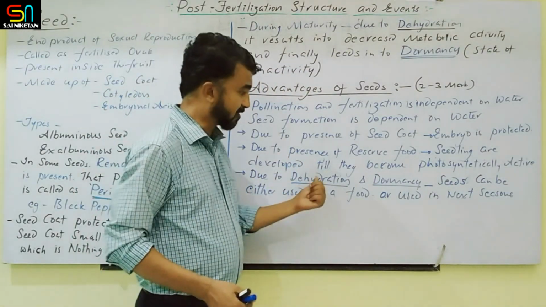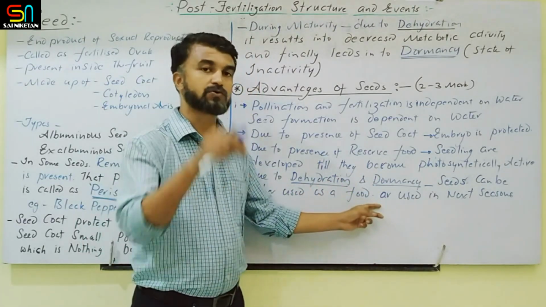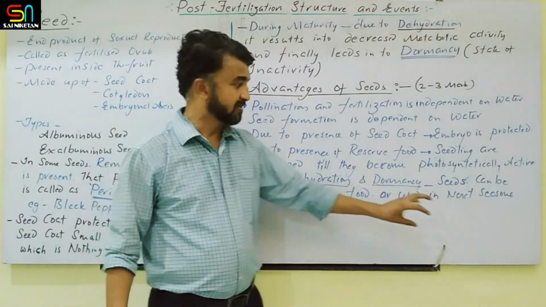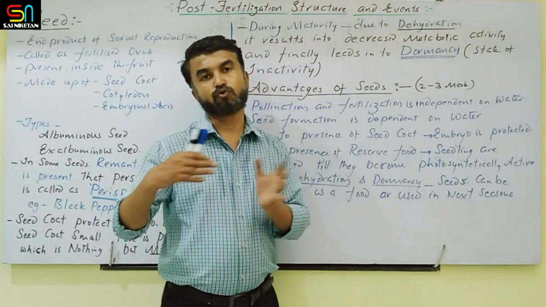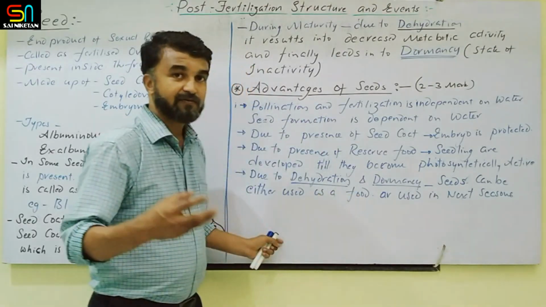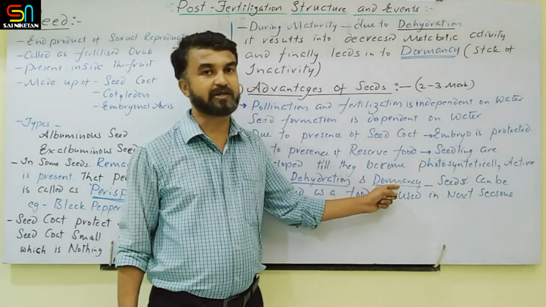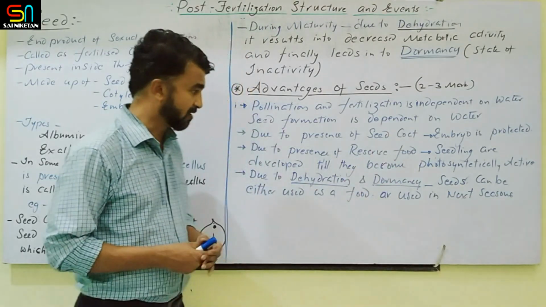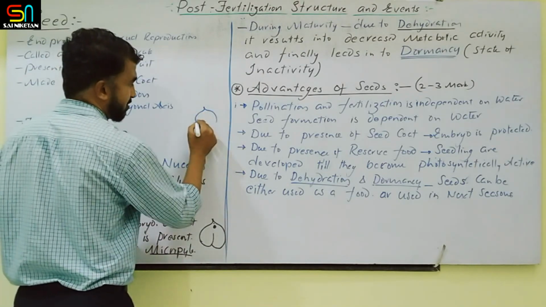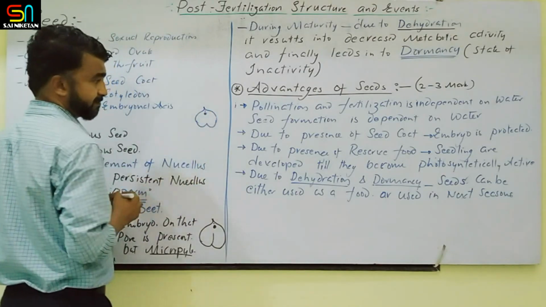So if the dehydration and dormancy were not there, immediately after the seed formation we would have to sow it. Clear? So due to the presence of this dormancy, seed can be preserved for a few months or even for a few years. So when they get the favorable condition, till then they are in the dormant state only. Favorable condition means, this is a dormant seed and this is a pore and this is a hilum.